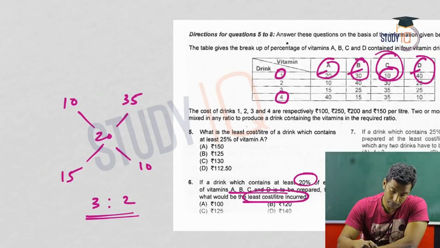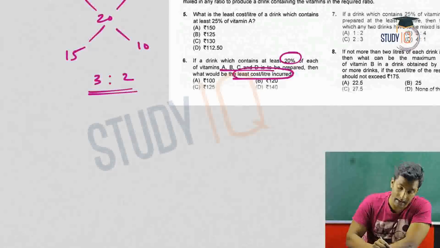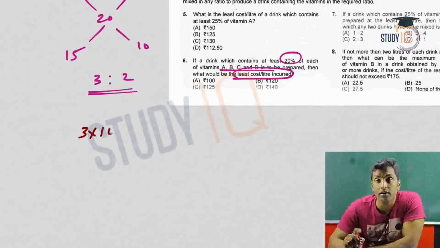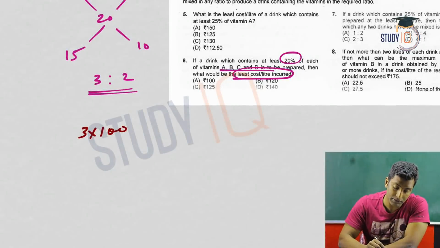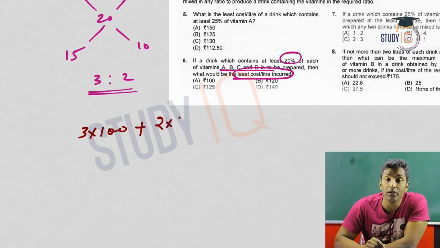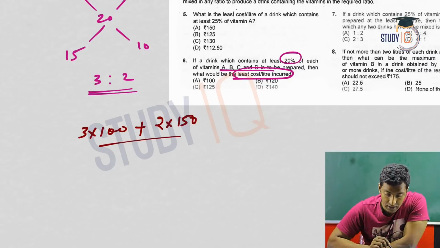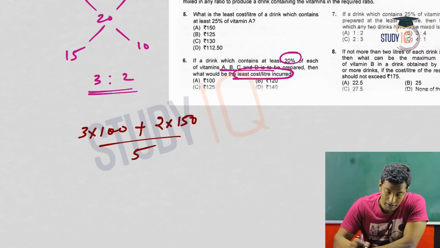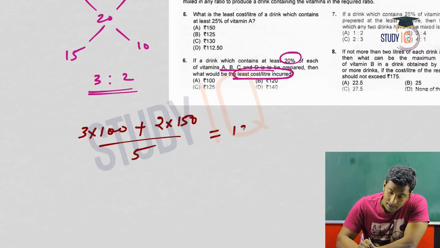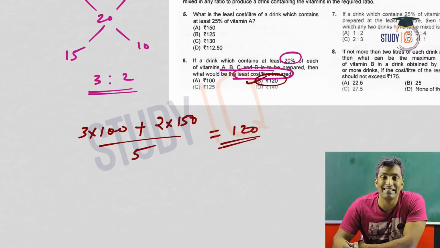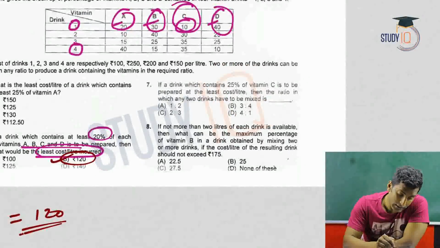Okay, so once you understood this, now the calculation is easy, right? 3 into the rate of drink 1, that is 100, plus 2 multiplied by the rate of drink 4, divided by 5. So what you get, 300 plus 300 by 5, which is 120, right? So the answer for this question is B for Bombay. Very easy answer. Okay, now let's look at the third question.